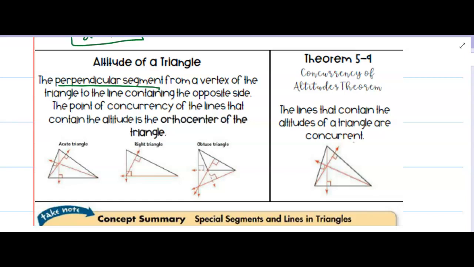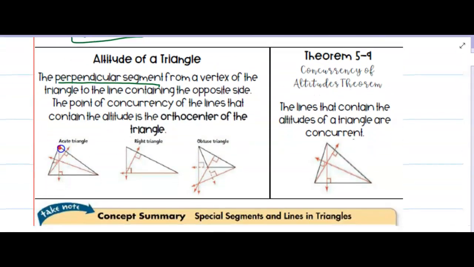So for example, if I look at this triangle here, if I start at this vertex and travel straight down, it would have to be a perpendicular line, because remember the distance from a point to a line is the perpendicular segment. So if you go from the vertex straight down to the other side, that's the altitude. Since you have 3 vertices, you're going to have 3 altitudes. These are always going to be concurrent. This point of concurrency is called the orthocenter of the triangle.